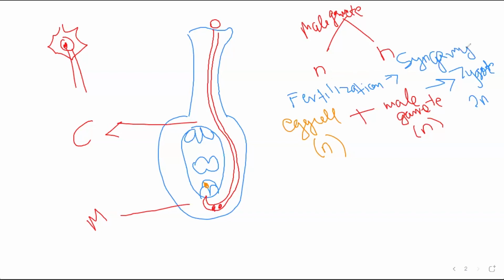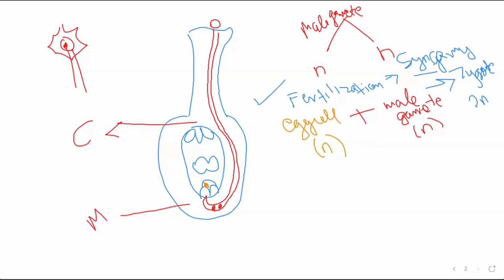So what has happened is that we have the male gametes having n and n number of chromosomes through the pollen tube. They have entered the embryo sac region, okay? This embryo sac was having the male gamete inside it. So this is known as a fertilization process. Another name given to this type of fertilization is syngamy.